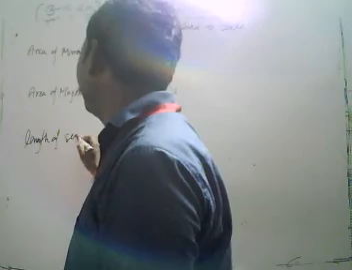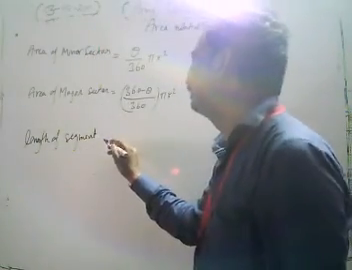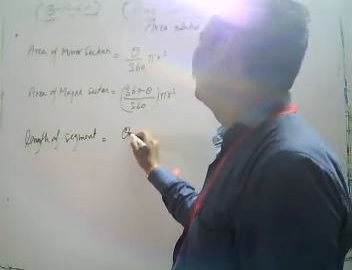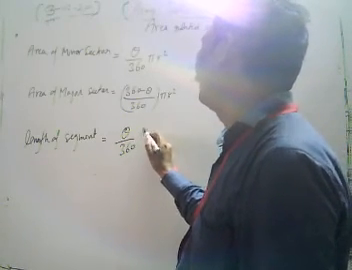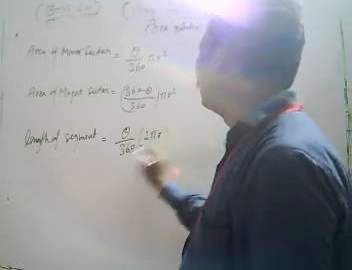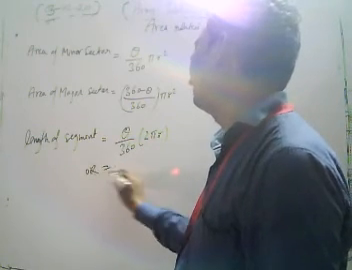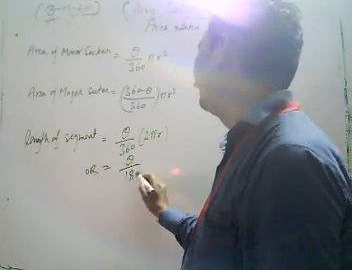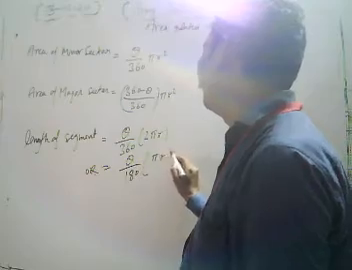Length of segment. How do we get the length of segment? We have discussed that the length of segment is given by theta upon 360 into 2 pi r. Also, it can be theta upon 180 pi r.